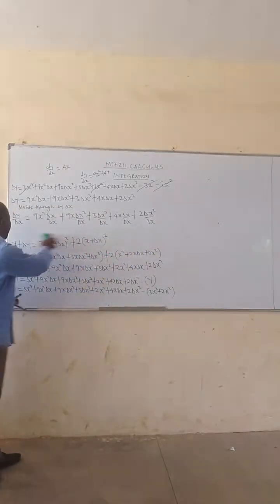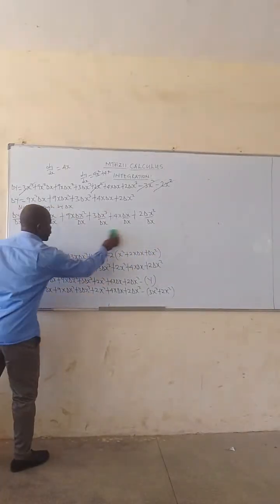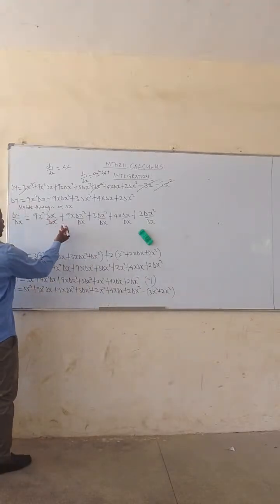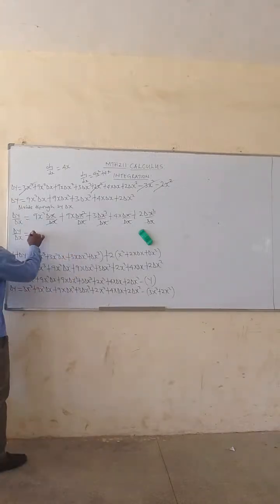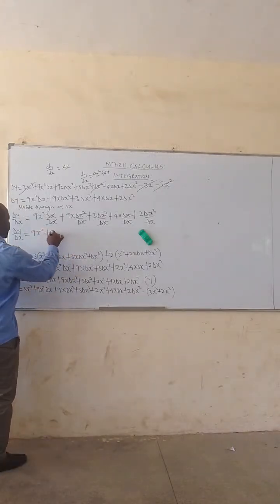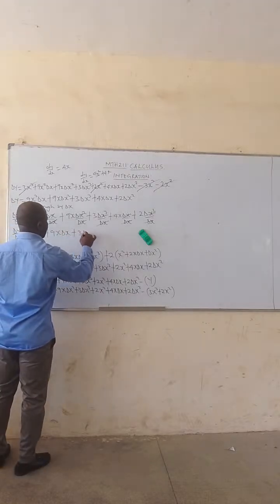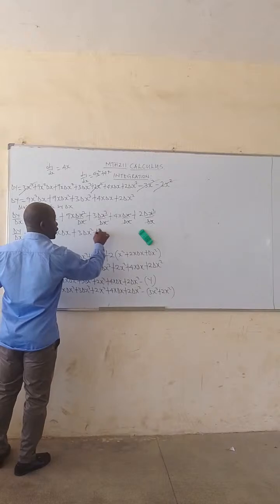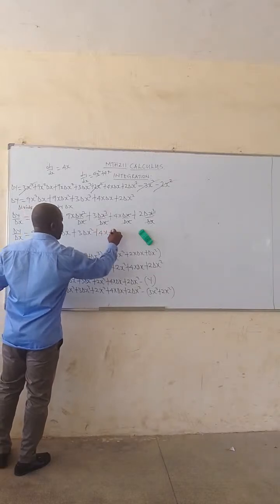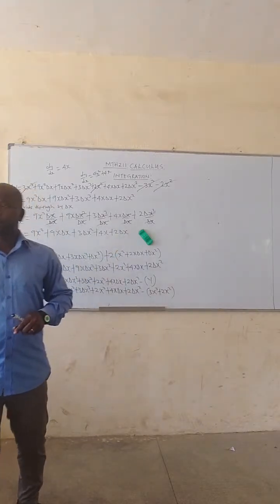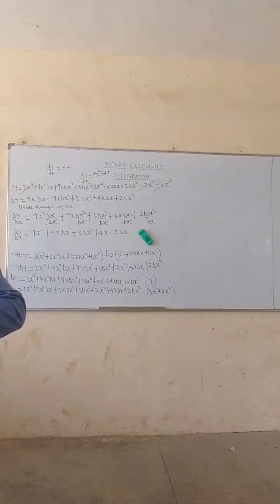So can I claim here? At this point, you don't need a prophet to tell you this and this will cancel, this and this will cancel. 9x squared plus 9x dx plus 3dx squared plus 4x plus 2dx. True or false? True.